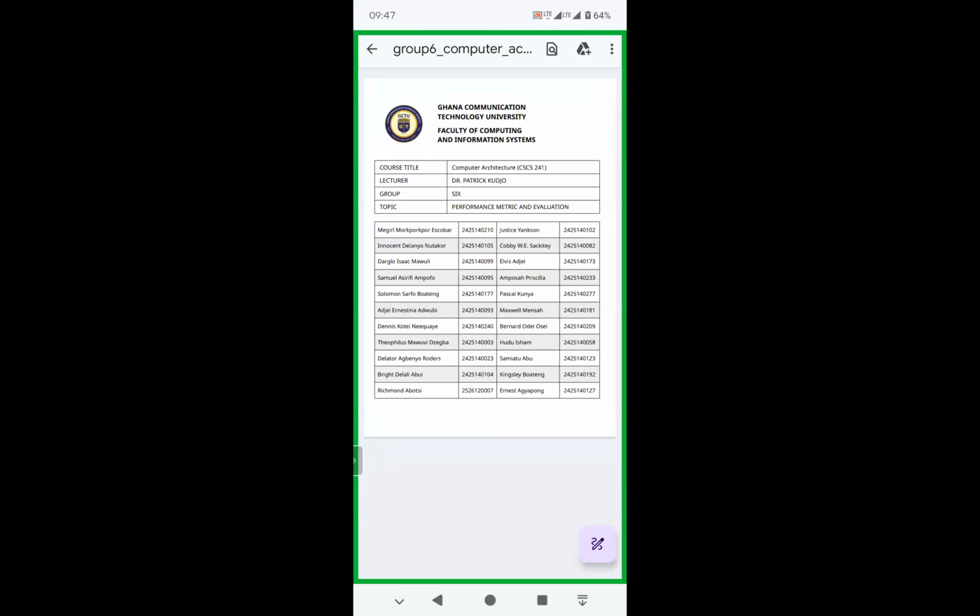Okay, so we are presenting on performance metric and evaluation. Here are our group members. We have Mopopo Escobar. Should I continue with the names?